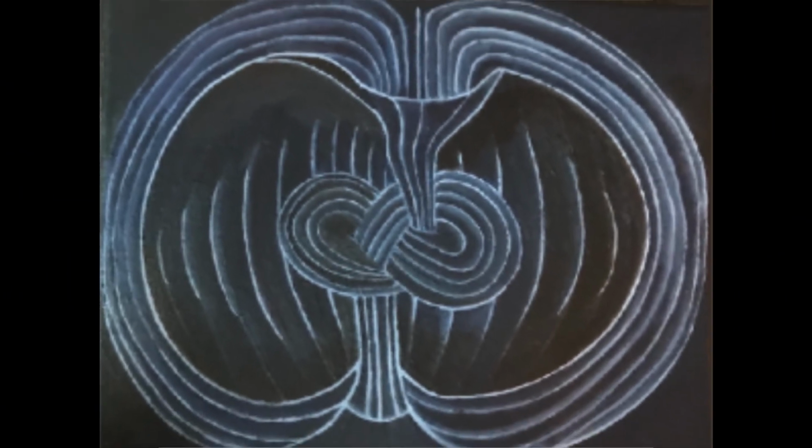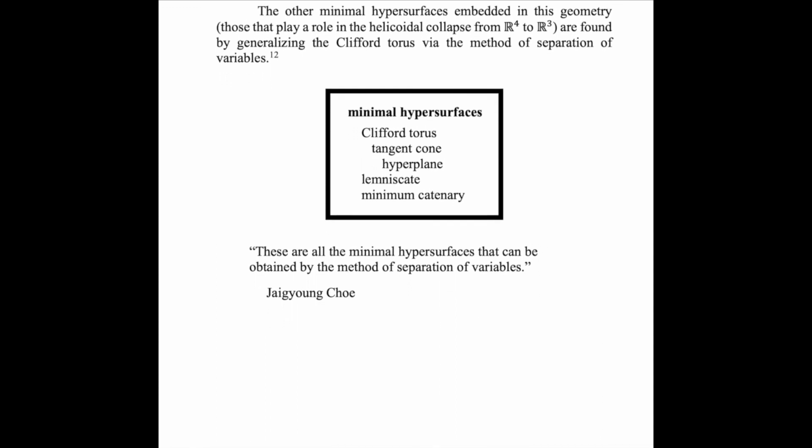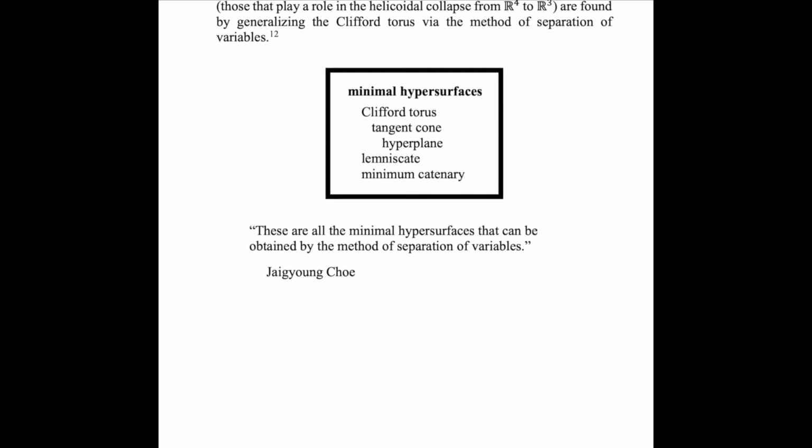The other minimal hypersurfaces embedded in this geometry, those that play a role in the helicoidal collapse from R4 to R3, are found by generalizing the Clifford Torus via the method of separation of variables. These are all the minimal hypersurfaces that can be obtained by the method of separation of variables.